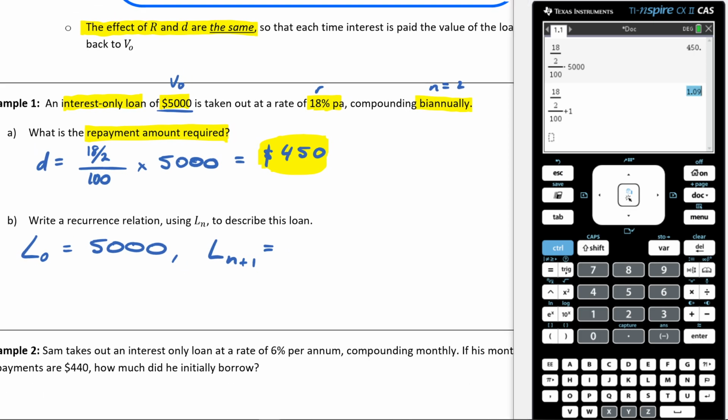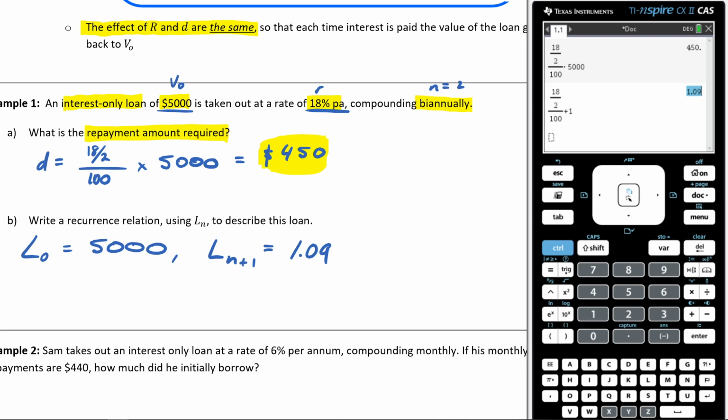As you can see, what I've got here on my CAS is telling me that my R value is 1.09. The reason why it's 1.09 is that every half year, I'm paying 9% interest. And that makes sense because annually, it's 18% interest. So half a year, I'm paying 9%, and then in the other half a year, I'm paying the other 9%, which adds up to 18%. So that's what's happening there.